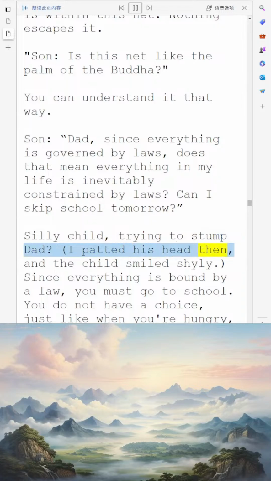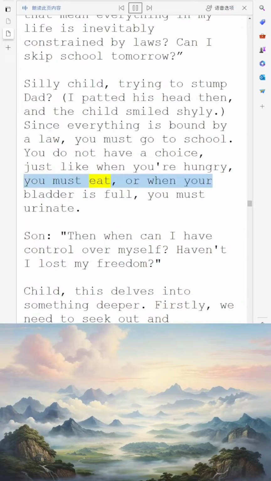I patted his head then, and the child smiled shyly. Since everything is bound by a law, you must go to school. You do not have a choice. Just like when you're hungry, you must eat, or when your bladder is full, you must urinate. Son: Dad, then when can I have control over myself? Haven't I lost my freedom?